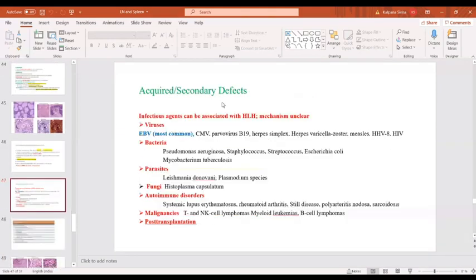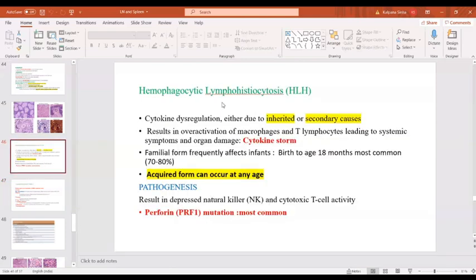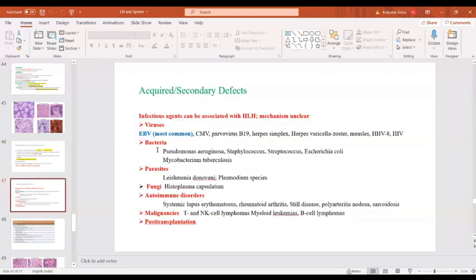You should remember the secondary causes. Among infectious causes, virus is the most important cause. Epstein-Barr virus is the most important virus involved in secondary HLH. HLH is known as hemophagocytic lymphohistiocytosis. So you should remember, among viruses, Epstein-Barr virus. There can be other causes like bacterial, parasites, fungi, and autoimmune disorders, SLE, rheumatoid arthritis, Still's disease, and malignancy. I'm not going through the genetic causes, and it can also be secondary to post-transplantation.